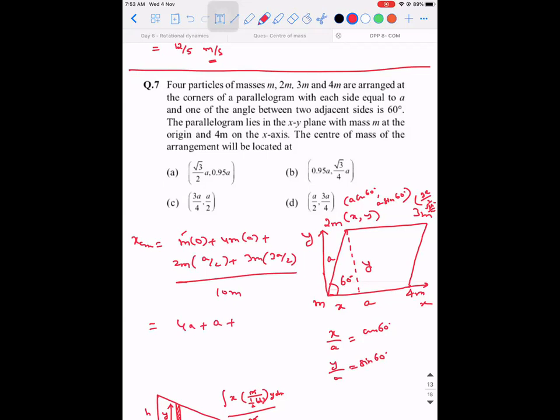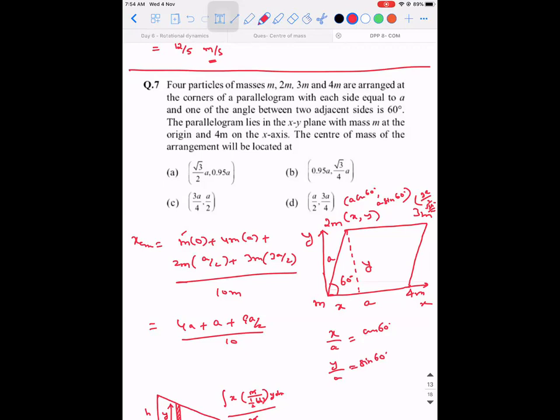4a plus a plus 9a by 2, divided by 10. So 5a plus 9a by 2, by 10. How much is it? 19a by 2 divided by 10, that is 19a by 20. 19a by 20 is 0.95. So the option should be B.